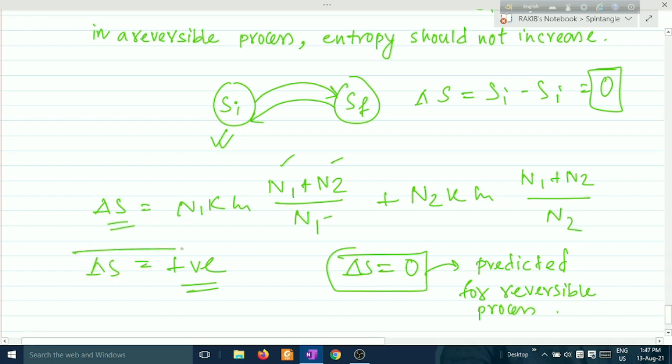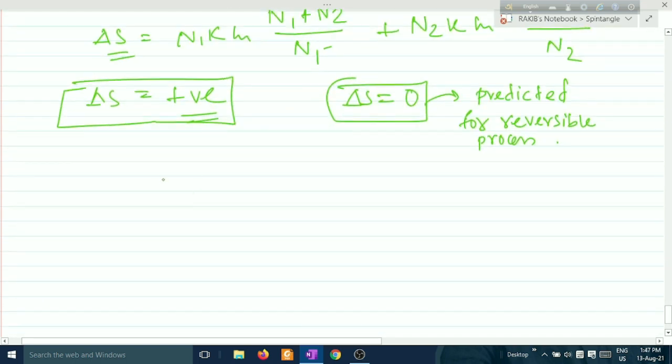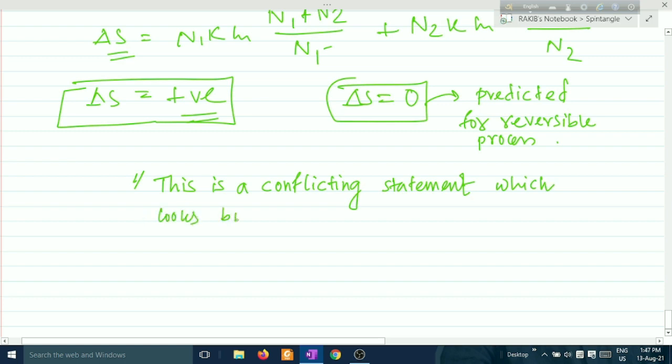In case of a reversible process or irreversible process, whatever it is, the entropy will be positive. This is called Gibbs paradox, and this creates a paradoxical situation. Okay, a conflicting statement which looks bizarre at the moment. It is called Gibbs paradox.